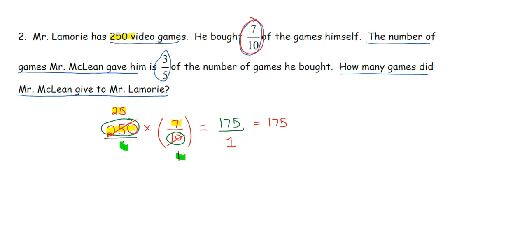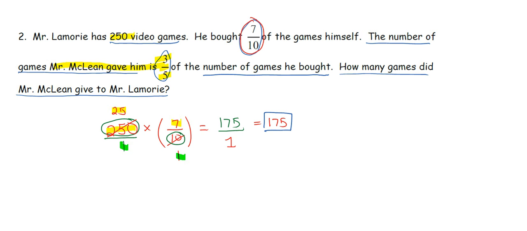Okay, so what that means is from the 250 games, there are 175 games that Mr. Lamori bought for himself. Okay, and then the question tells you that Mr. McLean gave him 3/5 of the number of games he bought. Well, we've got to ask ourselves, what is the number of games that he bought? Well, that's simply going to be 175.